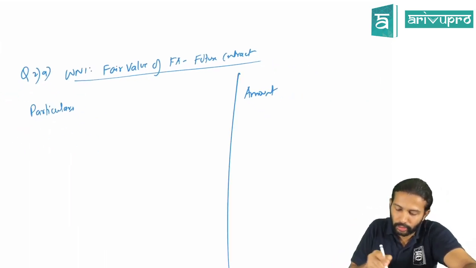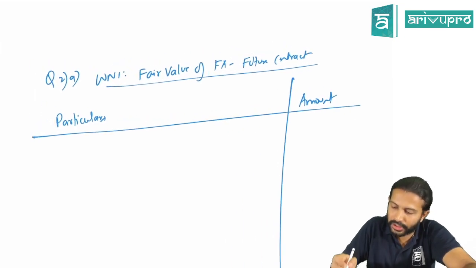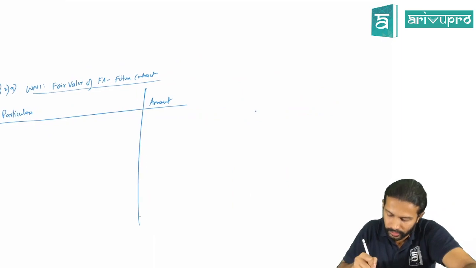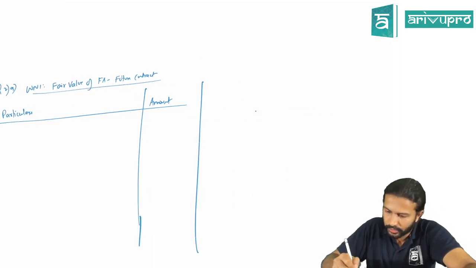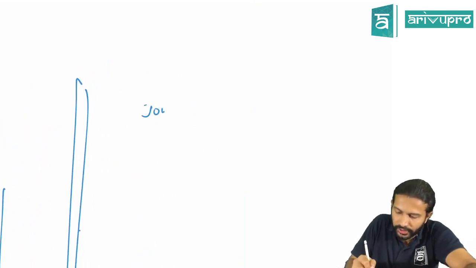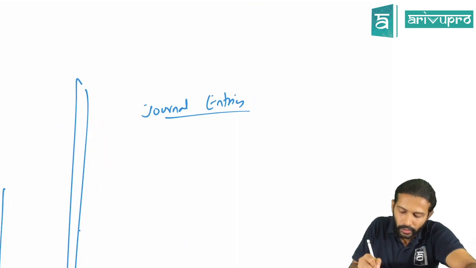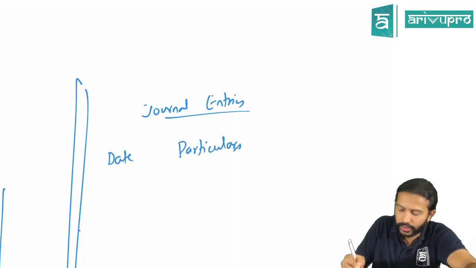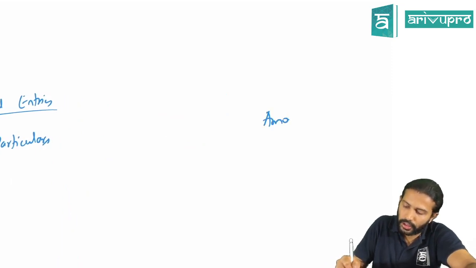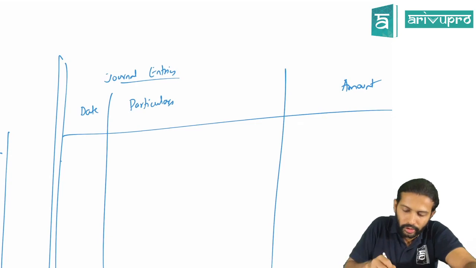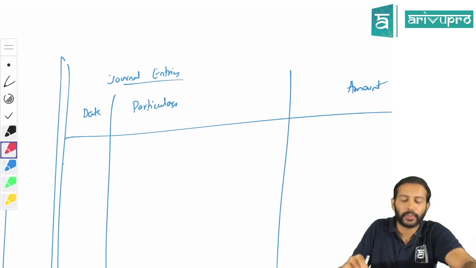Then simultaneously, I'll also do the journal entry. Maybe I'll put the journal entry on the next page, or here only, it's okay, I think. They also ask for the journal entry, right? Journal entries. Okay. Date, particulars, and finally our amount. They are asking you for the journal entry from 1st April. So let's get started with that.